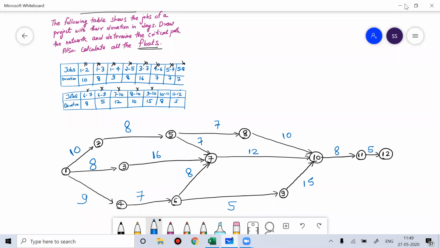The unit of time can be given in weeks, days, or hours. Based on this, you have to denote for every activity how much time it is going to take. The activity can be a normal activity or a dummy activity. A dummy activity does not involve any time, but for any normal activity in a project you will take some time. I'm talking about that time here.